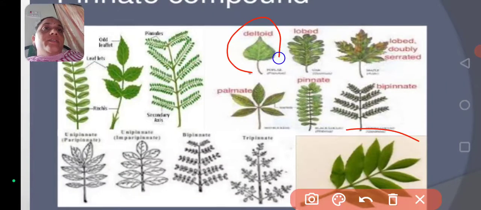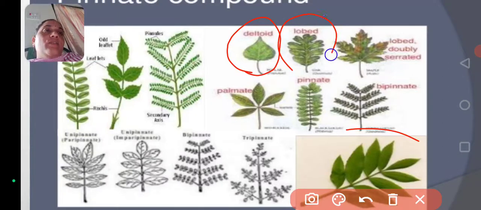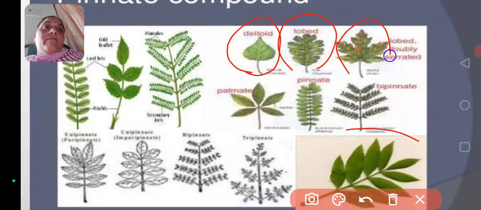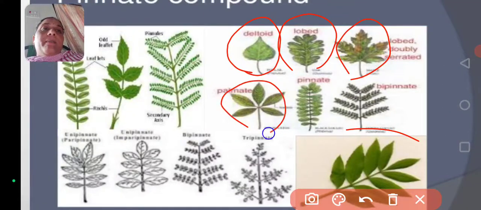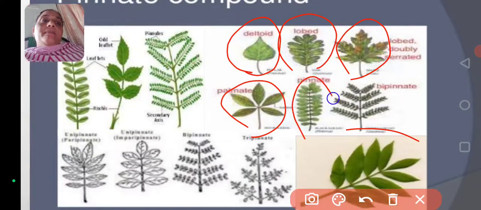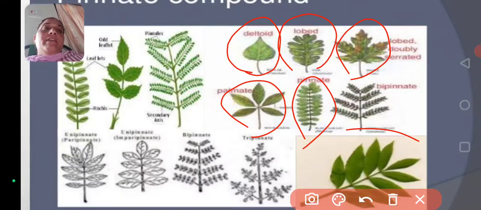This is a deltoid leaf, and this is a lobed leaf, and a lobed double serrated leaf. This is a palmate leaf. This is a pinnate leaf. This pinnate leaf is bipinnate. Okay, tripinnate leaves are also there.